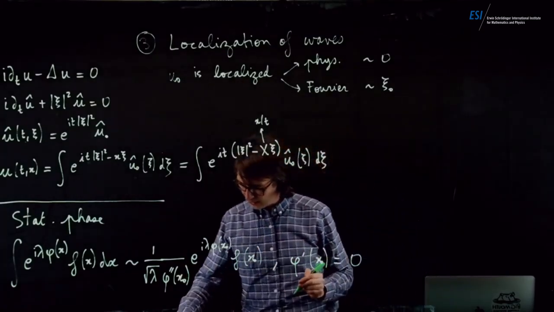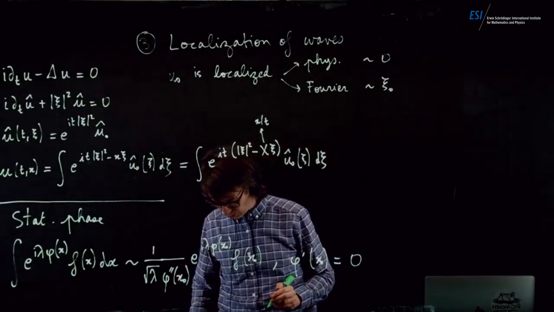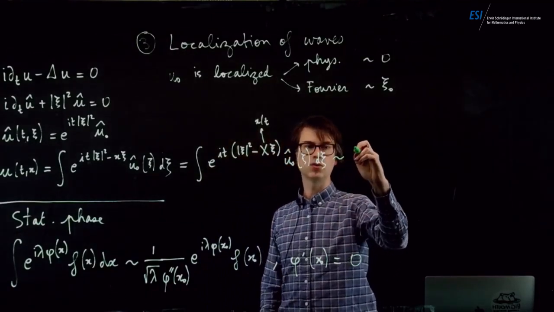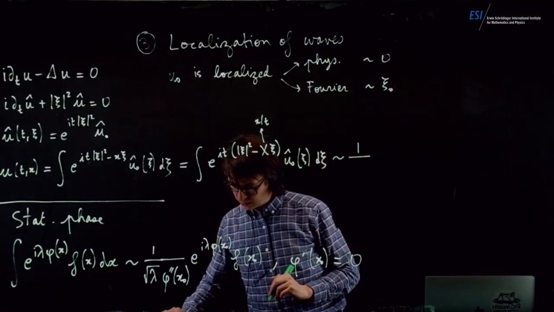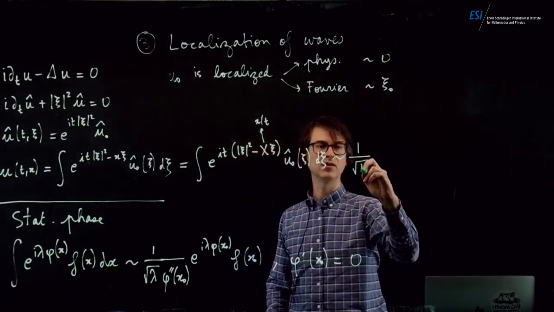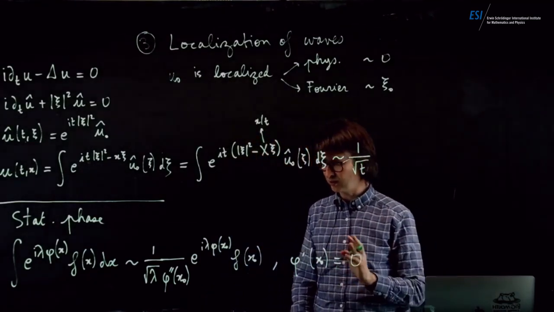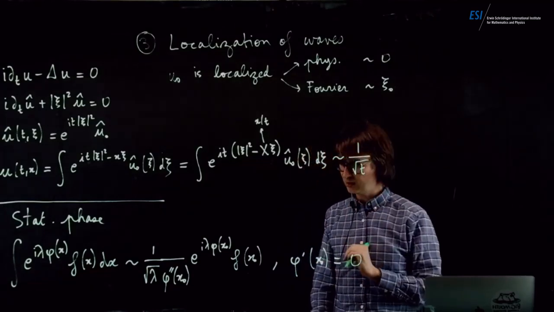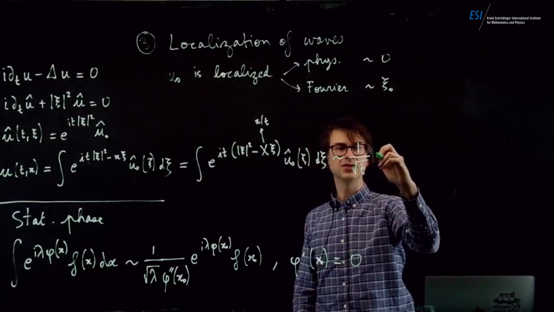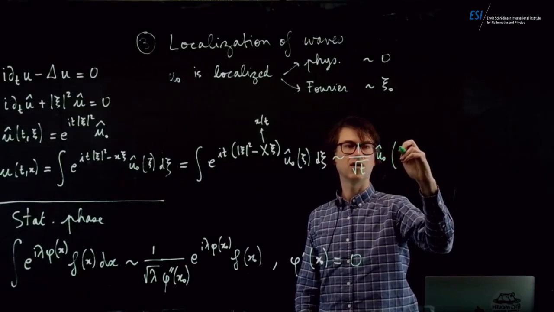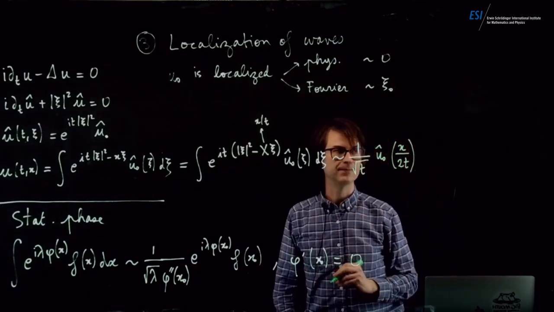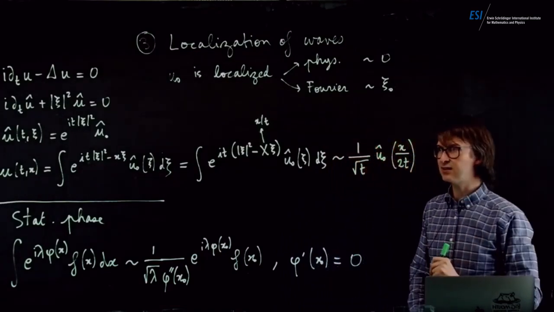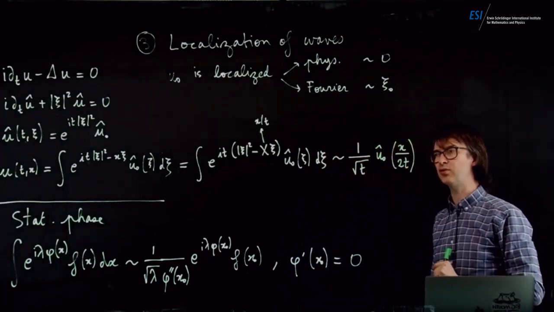And so I did the computation. What comes out is 1 over square root of t. There is an oscillatory factor that I don't record. There is a constant that I don't record. And then there is u naught hat of x over 2t. So that's a very important formula.